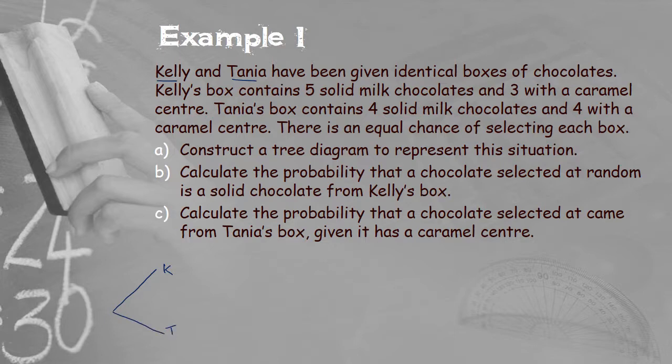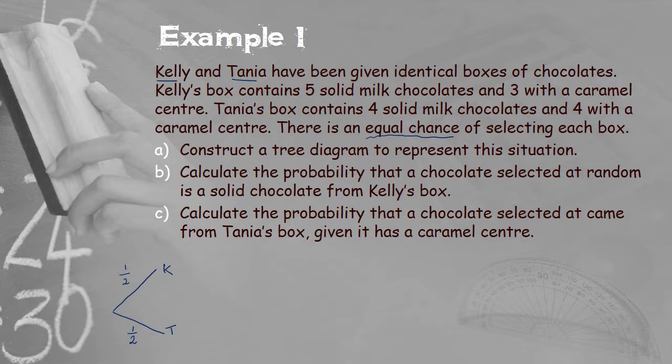You might remember we drew tree diagrams in the last video as well. This time, the probability of Kelly's box and Tanya's box, are these equally likely? Yes, it tells us there is an equal chance of selecting each box. So that means I've got half a chance of selecting Kelly's box and half a chance of selecting Tanya's box. And we write the probabilities on the branches.